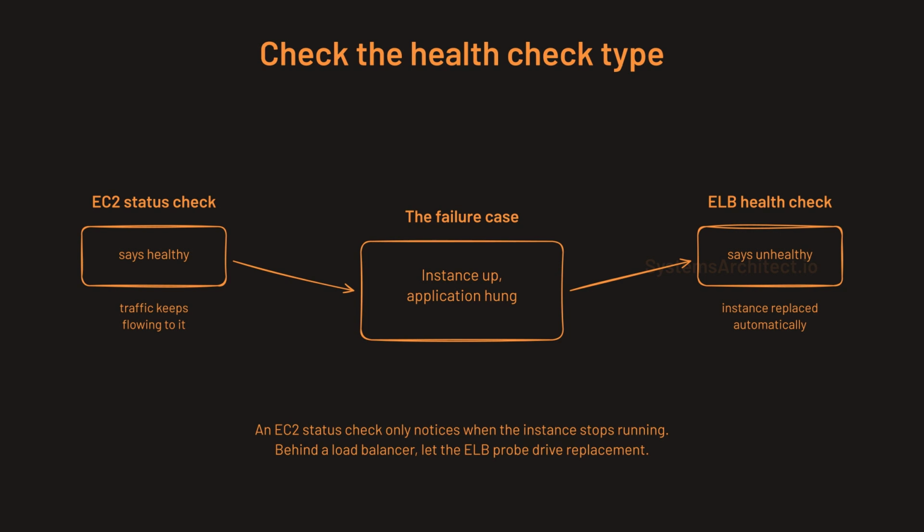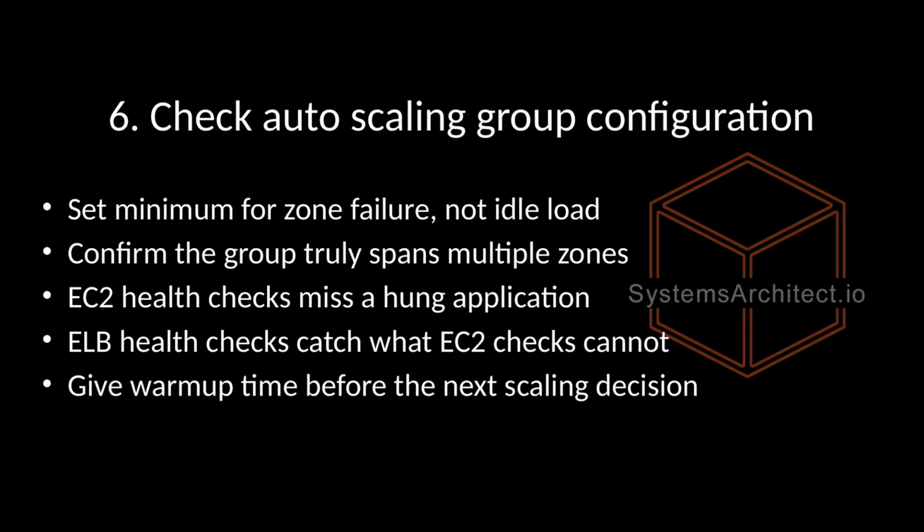Switching to ELB health checks lets the load balancer probes drive replacement. Set the minimum size for surviving a zone failure, not for your idle load. Confirm the group truly spans multiple zones, not just on paper.